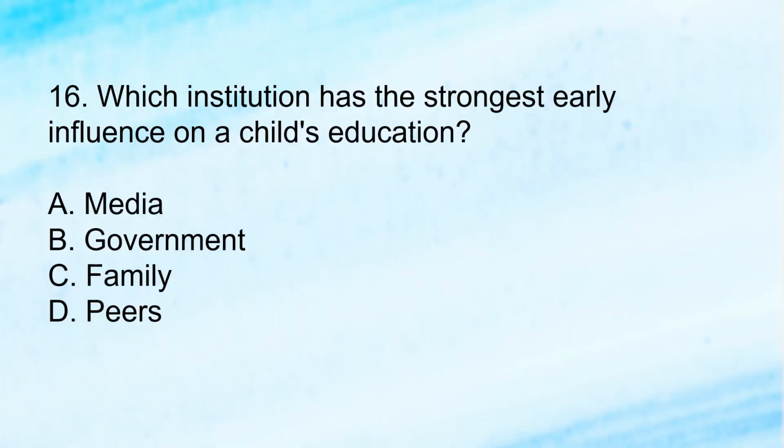Number 16. Which institution has the strongest early influence on a child's education? Letter A. Media. Letter B. Government. Letter C. Family. Or letter D. Peers.